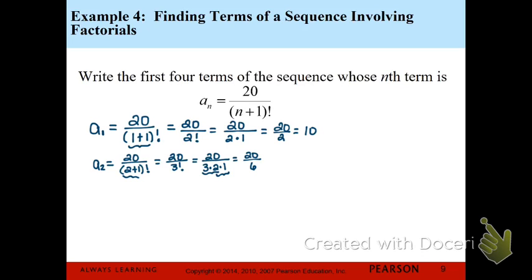Does that divide evenly? No, it doesn't. So reduce your fraction. They both divide by 2, so we get 10 over 3. Guys, you have to reduce your fraction, whether you reduce it by hand like we did, or if you use those calculators to reduce it. You always reduce a fraction.